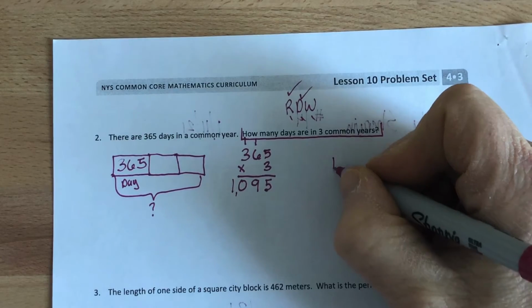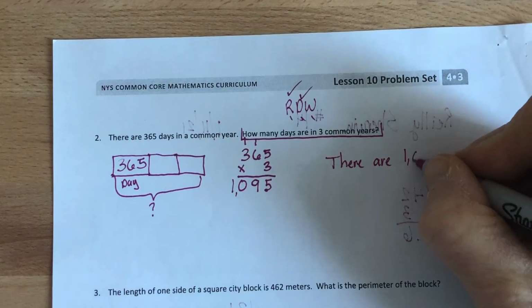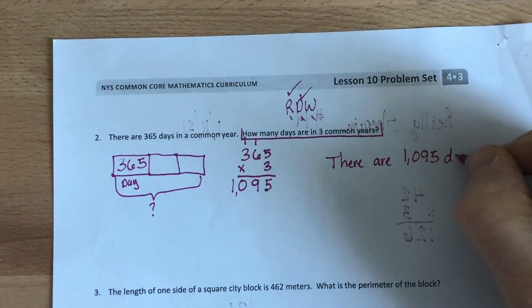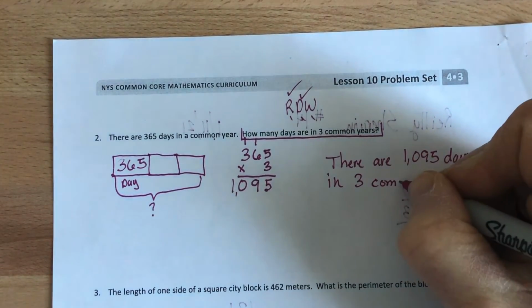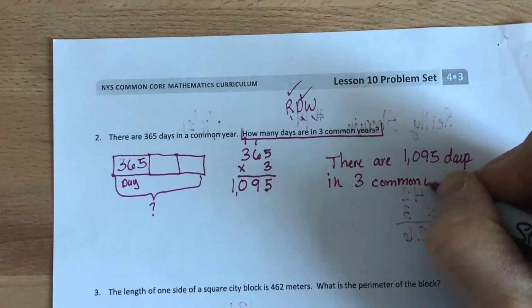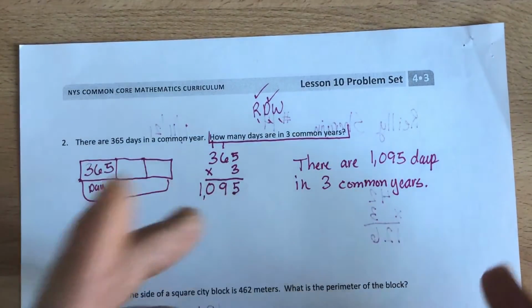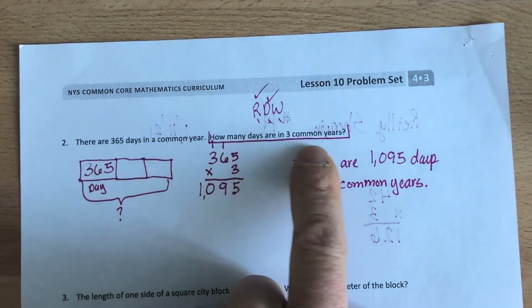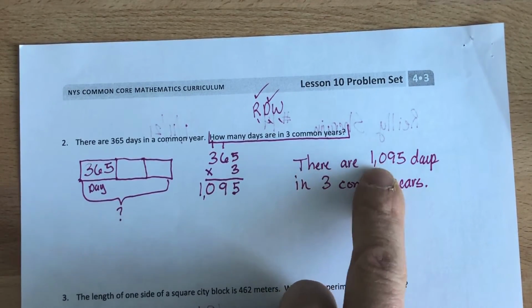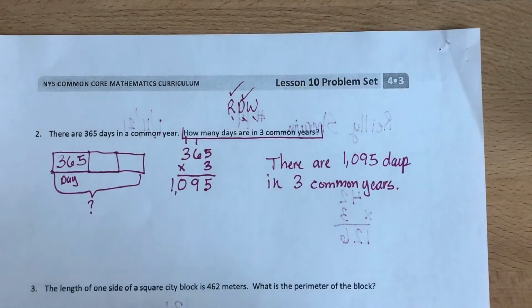So days, so there are 1,095 days in 3 common years. Just like that, okay? So when I write out my sentence in a complete sentence here, I try to restate this question. It says, how many days are in 3 common years? There are 1,095 days in 3 common years. I just make it an answer, all right? Not a question anymore, but I took most of these words and changed them to fit that.